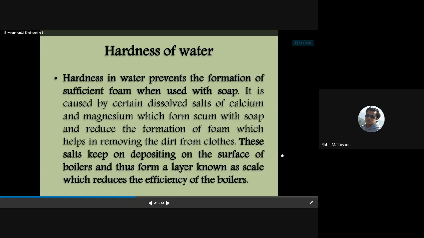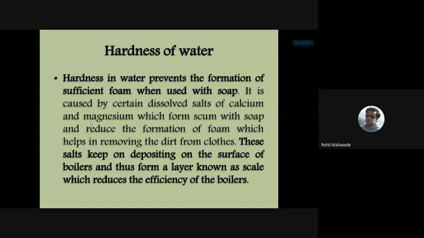It is caused by certain dissolved salts of calcium and magnesium, which form a scum with the soap and reduce the formation of foam, which helps in removing the dirt from the clothes. This is what hard water is. The hardness comes to water due to the calcium and magnesium associated with sulfate, nitrate, chloride, carbonate, and bicarbonate. So this makes the water hard.